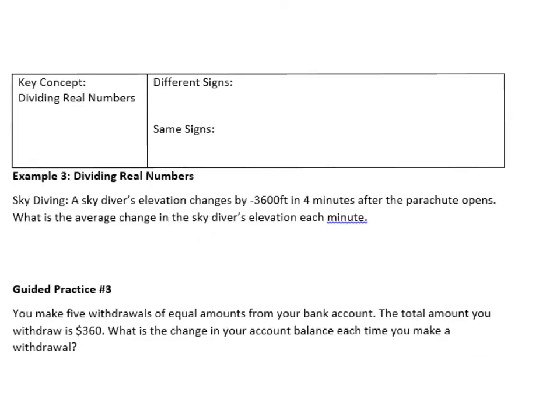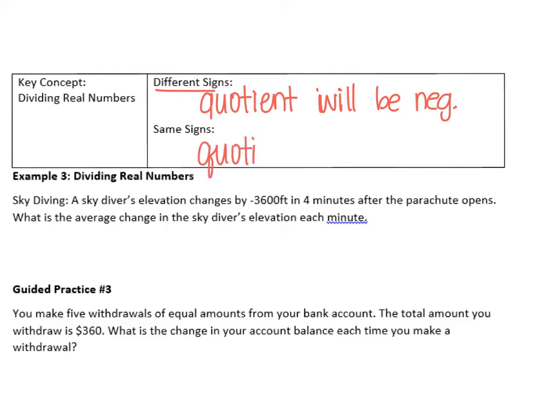Okay, so dividing real numbers. If you're dividing two numbers and they have different signs, your quotient will be negative. And the quotient is the number you get when you divide two numbers. If you're dividing two numbers and they have the same sign, your quotient will be positive.